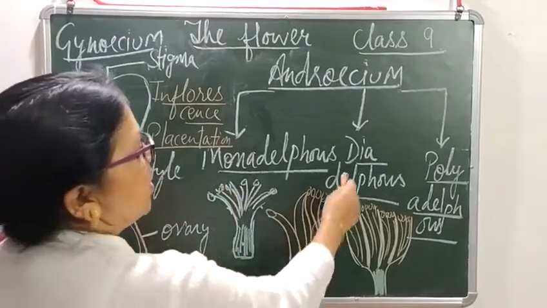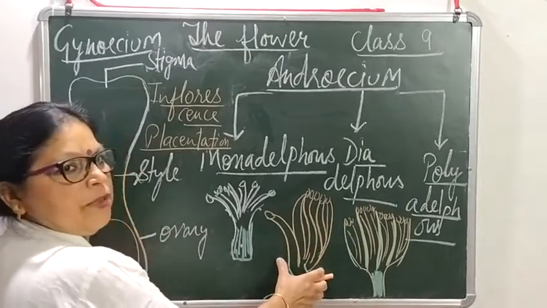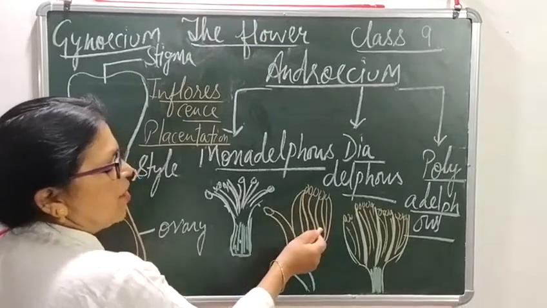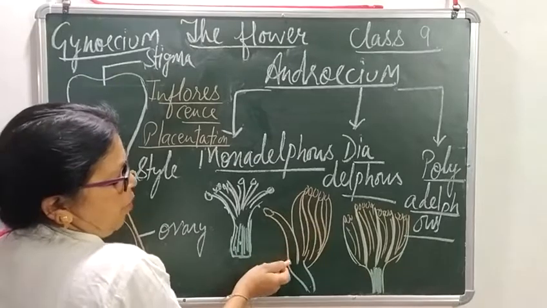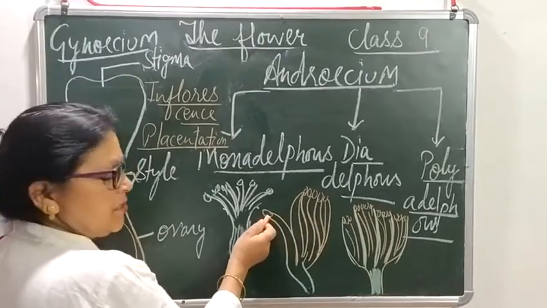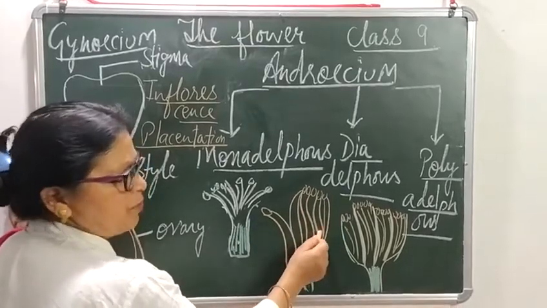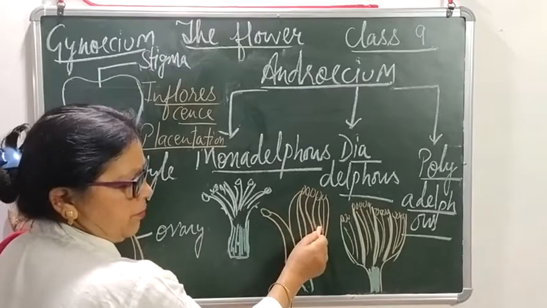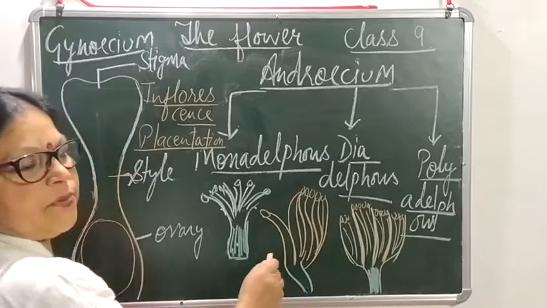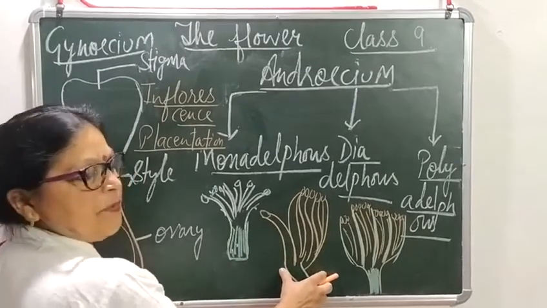Second condition is diadelphous. That means there will be 2 groups. This is seen in pea flower. In pea flower, total there are 10 stamens. One stamen will be forming one group, that means singly present, and other 9 stamens will be forming another group. So there are 2 groups, 1 and 9. So this condition is known as diadelphous. Means stamens are present in 2 groups, and the example is sweet pea or pea.